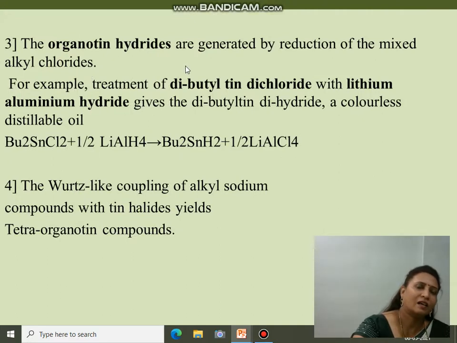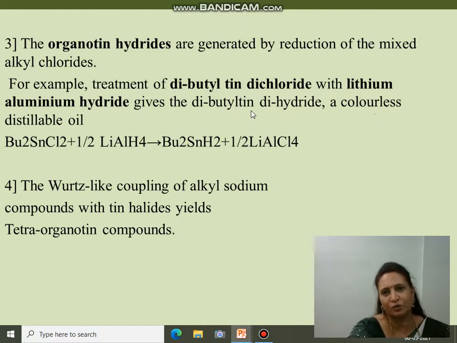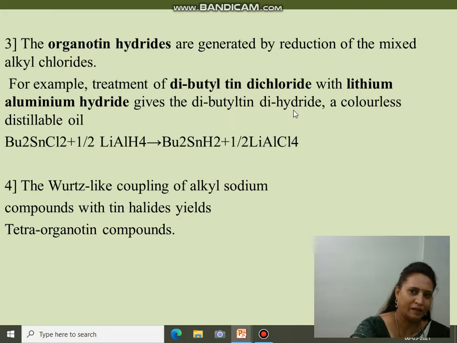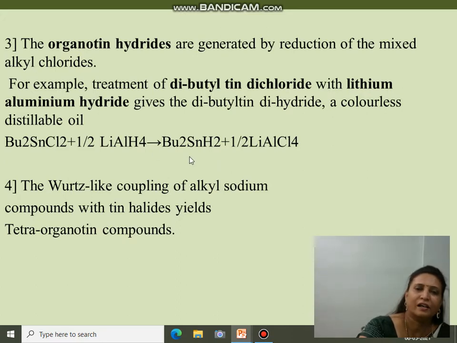The organotin hydrides are generated. This is the preparation part. The organotin hydrides are generated by reduction of the mixed alkyl chloride. For example, treatment of dibutyltin chloride with lithium aluminum hydride, LiAlH4, gives dibutyltin dihydride, which is a colorless distillable oil. So this is the reaction where organotin hydrides get generated. Dibutyltin chloride is allowed to react with LiAlH4 and the formation of dibutyltin dihydride takes place.